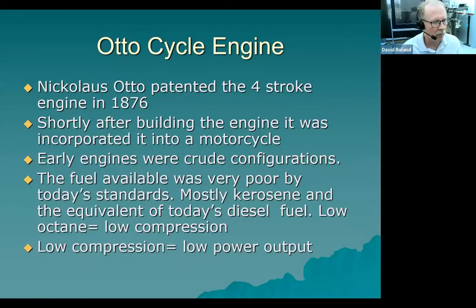And the fuel that Nicholas Otto used was very poor by today's standards. It was more like kerosene. And why kerosene? Well, that's what they used to light their homes back in 1876. Electricity was not in everybody's home. There was no need for it because the light bulb hadn't been invented yet. So consequently, kerosene was the fuel that was available at the time, and he figured out how to use that as a fuel to burn in an engine.